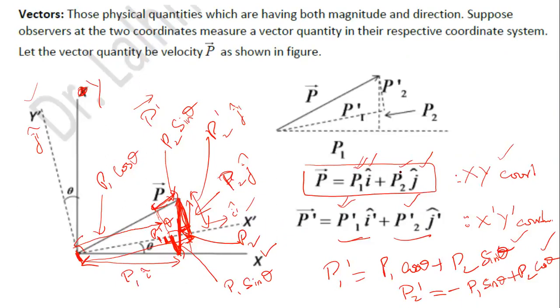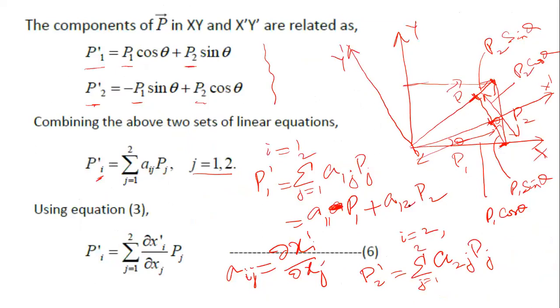The same physical quantity, velocity, can be measured from the primed coordinates. Then the velocity as we measure it in the primed coordinates can be represented with its components like p1 prime, p2 prime. And here we find that the components of the velocity in primed coordinates are related to the components of velocity in the unprimed coordinates by this.